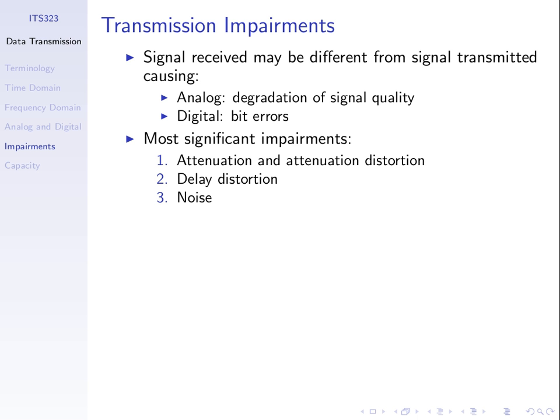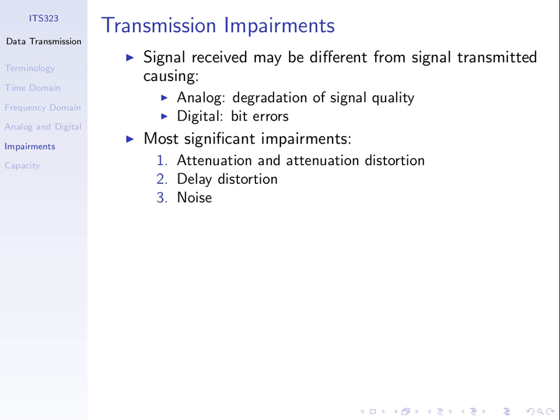I transmit bits, 0, 1, 1, 0. With transmission impairments, the receiver may receive the wrong bits, and that's bad. So we want to avoid this. What causes these problems? Well, different impairments.